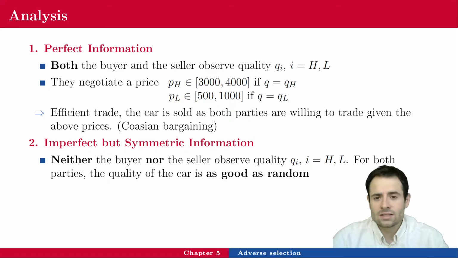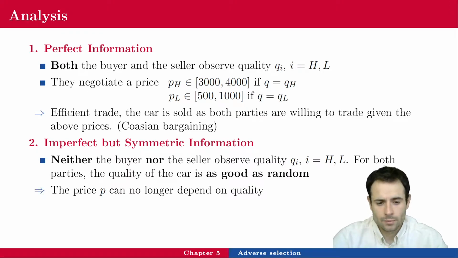We know that there is a probability of 50% that a car is a good car, and a probability of 50% that a car is a bad car. Because both sellers and buyers do not know the quality of the car that is being sold, the price can no longer depend on the quality. Note here that the price depends on the quality. The price will be between $3,000 and $4,000 if it's a good car, and between $500 and $1,000 if it's a bad car. Since nobody knows about the quality of the car, this is not possible anymore.